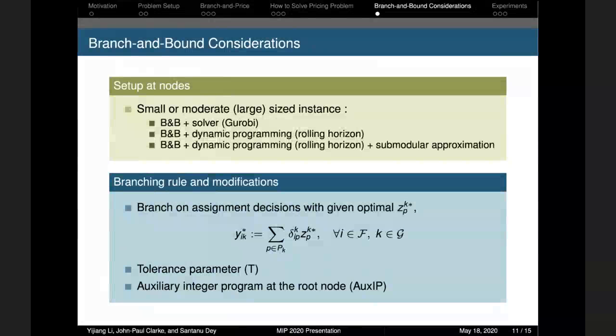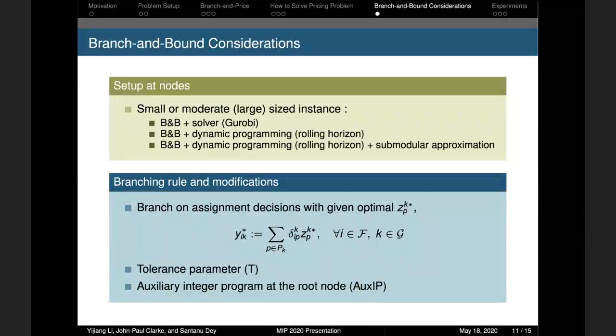And in the branch and bound setup, at each node, we try different pricing problem methods, as we pointed out earlier, and we branch on the assignment decisions. Given the optimal z_p^k, we can compute the assignment decisions y_i^k, then we can branch on that parameter. We also introduce a tolerance parameter here, so we terminate the branch and bound process if a feasible solution is found with objective that is less than 1 plus the tolerance parameter times the root optimal value. And after the root optimality is achieved, we run an auxiliary integer program to obtain a feasible solution just using the patterns that are generated so far and solving the restricted master problem with the binary constraints on z_p^k.